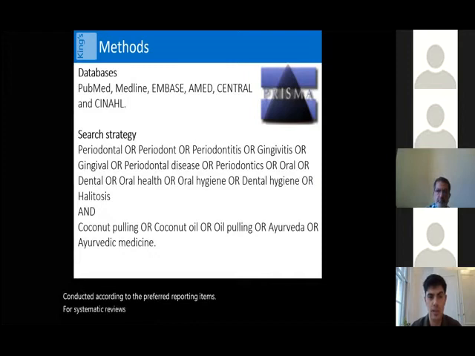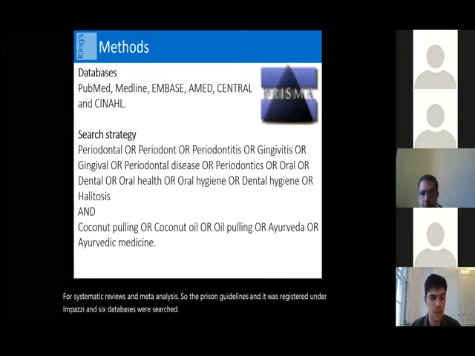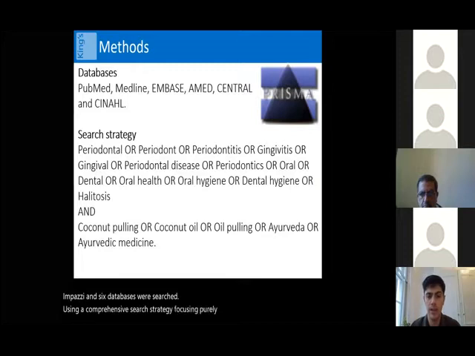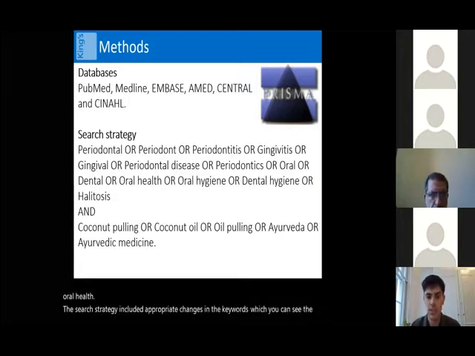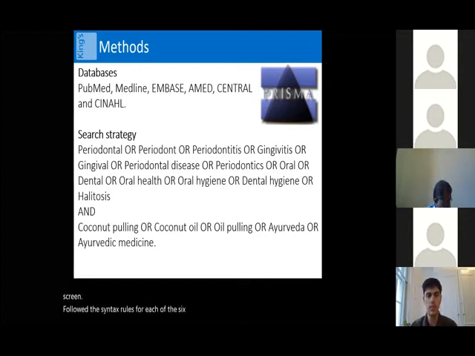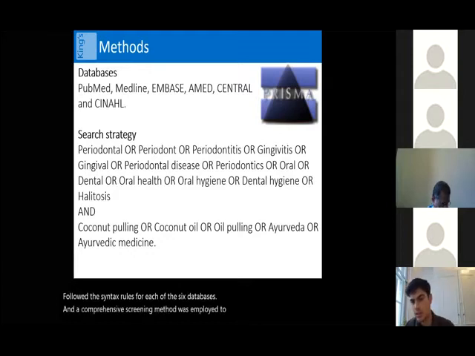The systematic review was conducted according to the Preferred Reporting Items for Systematic Reviews and Meta-Analyses, the PRISMA guidelines, and it was registered. Six databases were searched using a comprehensive search strategy, focusing purely on Ayurvedic medicine in conjunction with oral health. The search strategy included appropriate changes in the keywords, which you can see on the screen, and followed the syntax rules for each of the six databases. A comprehensive screening method was employed to ensure precision within the search.